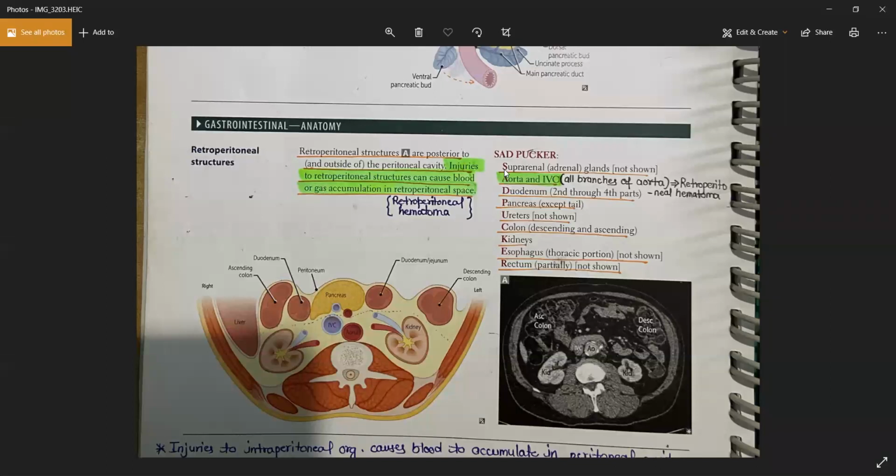Because the suprarenal glands are above the kidneys and they're retroperitoneal, the kidneys must be retroperitoneal also. The thoracic portion of the esophagus is retroperitoneal. The rectum is also retroperitoneal. So the SAD-Pucker mnemonic, you must remember this and the structures which are retroperitoneal. It will help you identify the site of the bleeding and its cause.